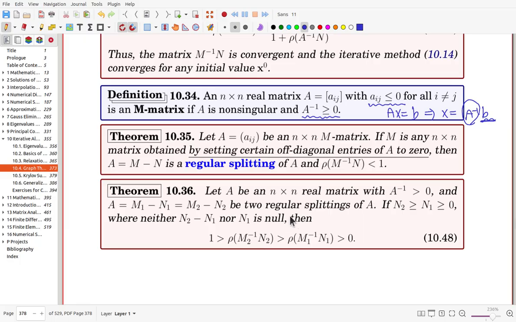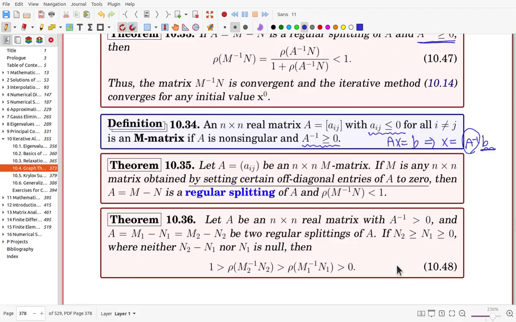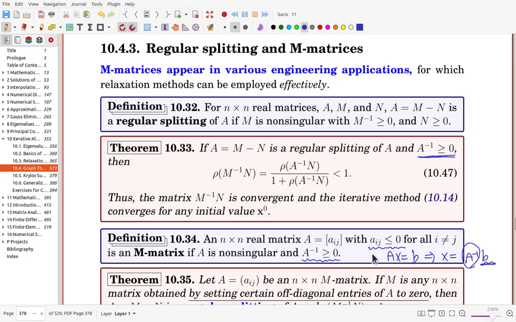Okay, this theory is a little bit complicated when you try to prove it. However, the main point is that in reality, M matrices are quite popular in various engineering applications, and for those systems you can apply the relaxation method very effectively.